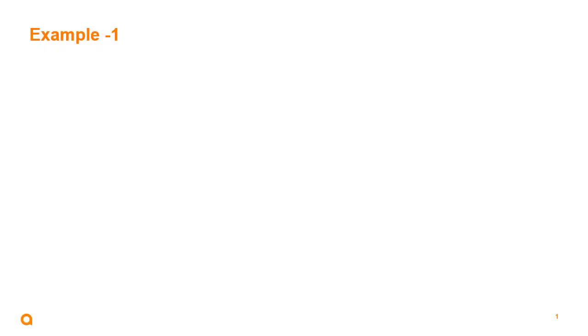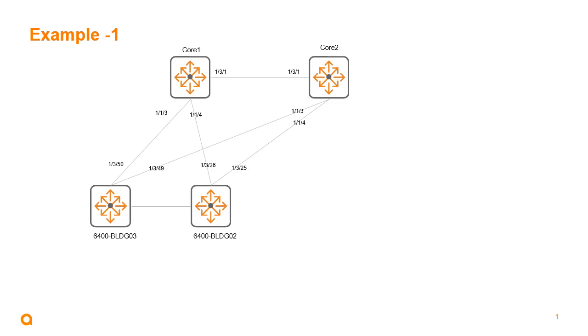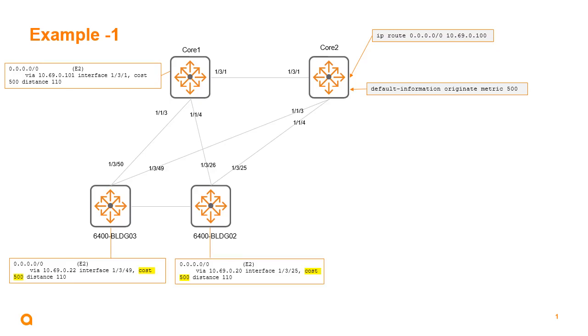So let's expand on that previous but very simple example. We've got an OSPF router network here, and in core 2 we've got a static route entry representing a default route and the next hop. We've also got the default information originate command with a metric change of 500. That propagates out to our neighbors. Every neighbor will receive that update. As you can see, core 1, building 3 and building 2 receive it, and the cost now is 500.